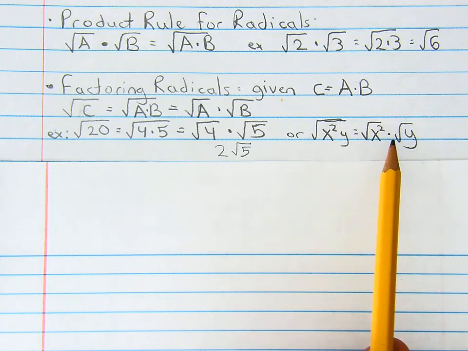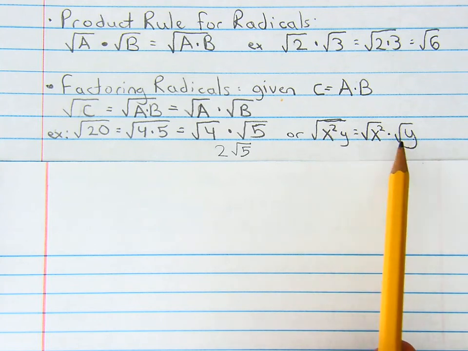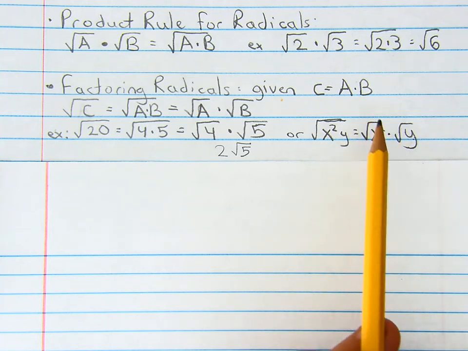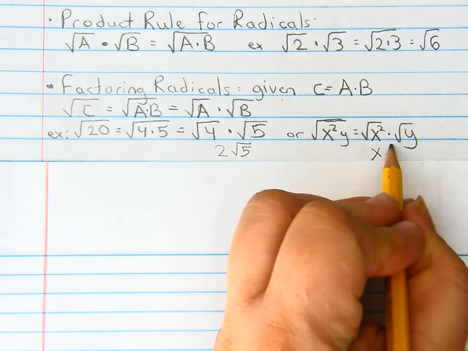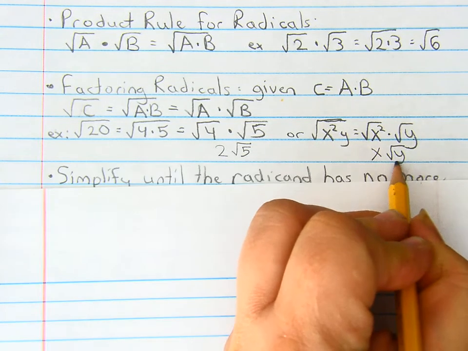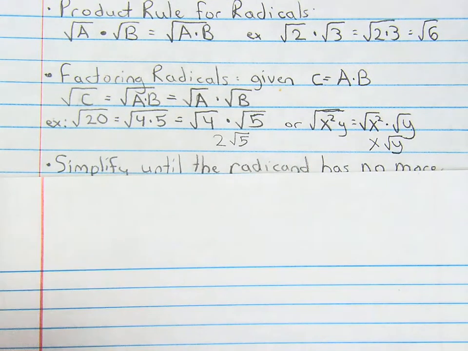So you can also see it possibly with variables. And again, we can separate them into 2 separate. We have the factors already, separate them into 2 different ones, and then take the square root of x squared, which is just x, and then radical y. And that is in fact the simplified version of this original expression.